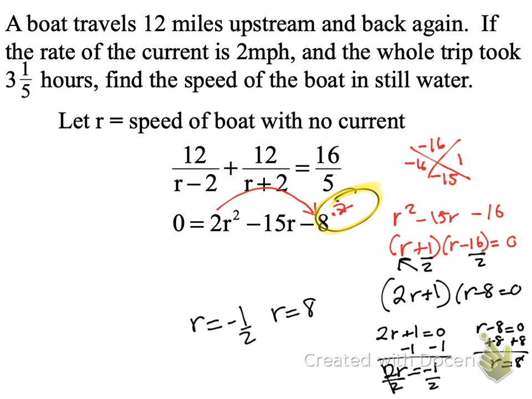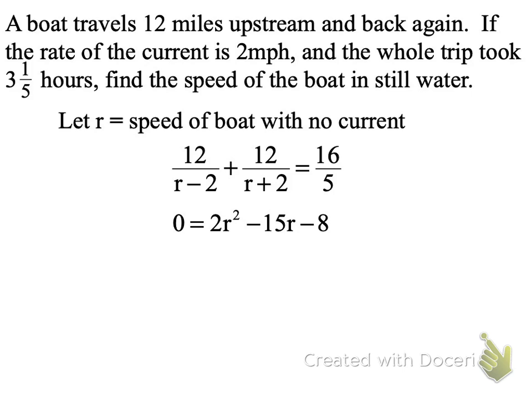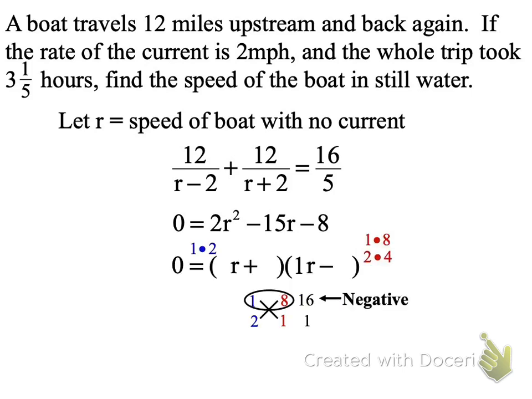What's the better choice? 8. Can I erase? Yeah. So we get r equals 8. Let's go back to that. How did you know which is the better choice? Because speed is not going to be negative. When I had r equals negative 1/2.